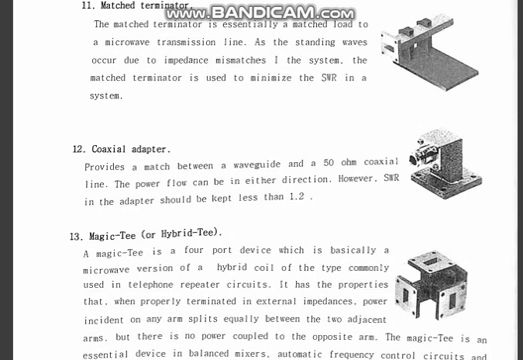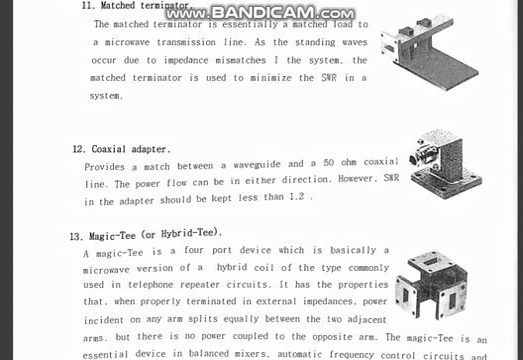First of all, there are some matched terminators. This matched terminator is essentially a matched load to a microwave transmission line. As standing waves occur due to impedance mismatches, the matched terminator is used to minimize the standing wave ratio in a system.